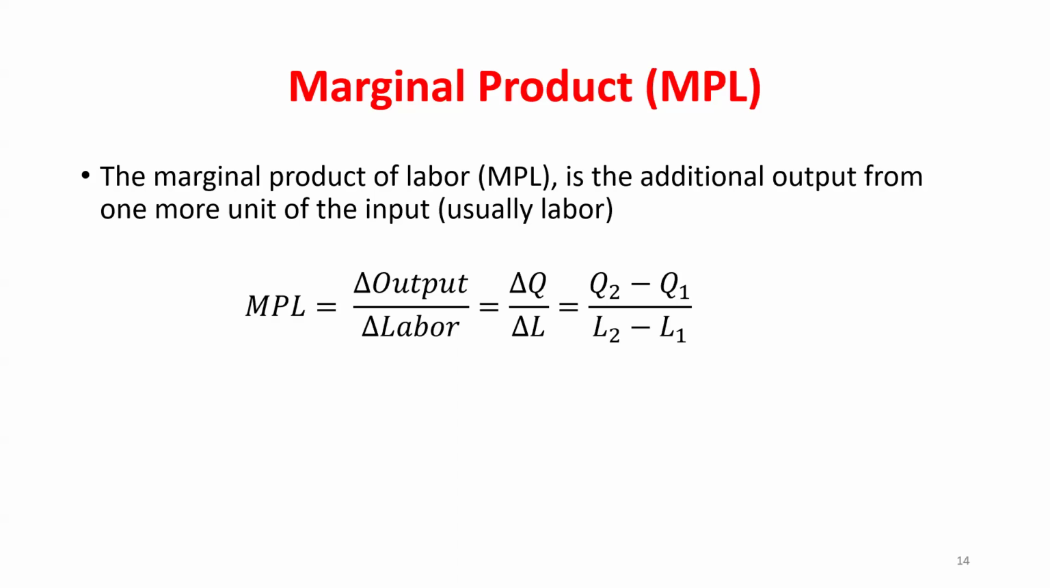But what about that second worker? How much were they changing the output by? I'm going from 1,000 to 1,800, only 800. And then what about the third worker? They were only changing output by 600. I could keep going through this thought process for the fourth, the fifth, the sixth, etc. So what's happening to the marginal product of labor?